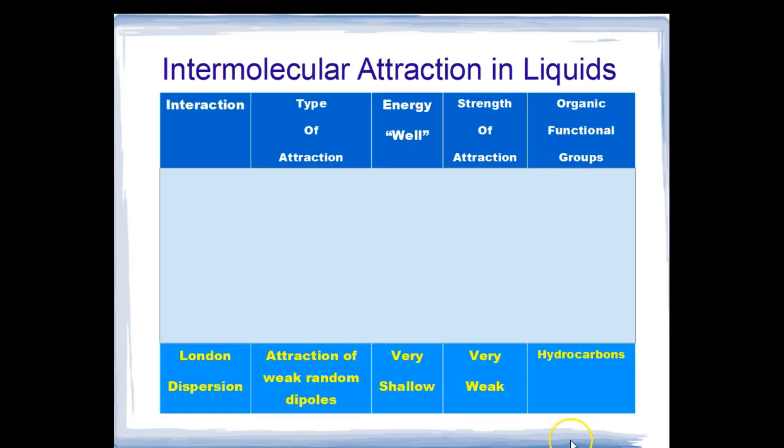So let's look at the 3 kinds of intermolecular attraction that we find in liquids. You can see here that the weakest is London dispersion, which is the attraction of weak random dipoles between molecular substances.